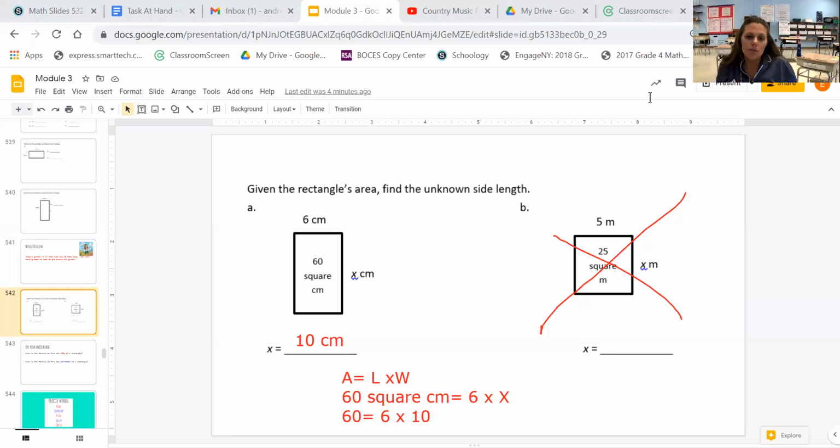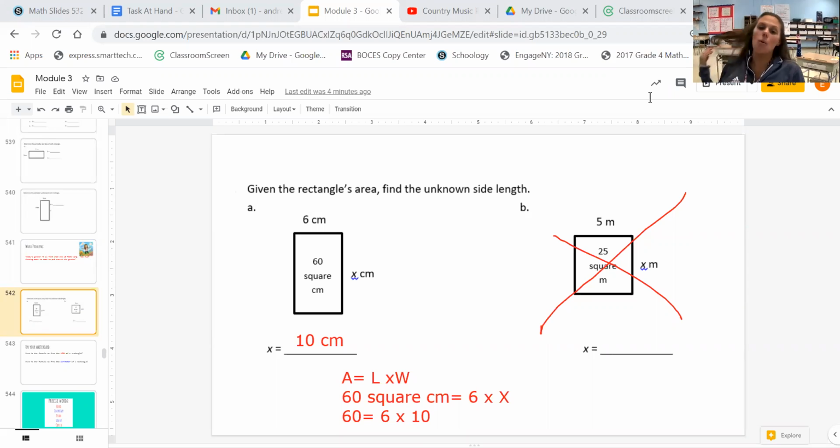All right, my friends. So you should have probably divided, or you could have said something times 6 equals 60. So if you know your multiplication facts, probably would have been easy for you. And you got 10 centimeters for the width of this missing side.